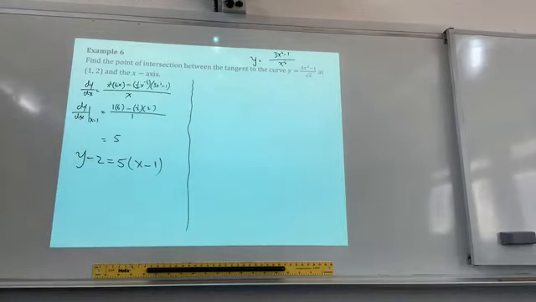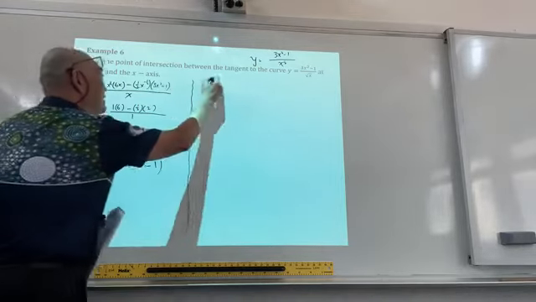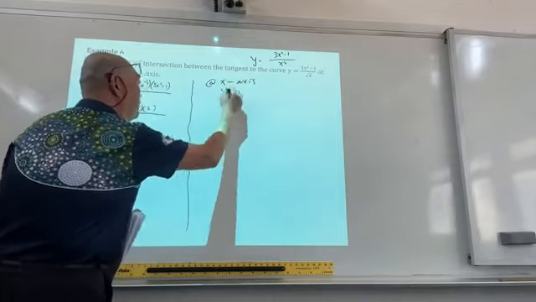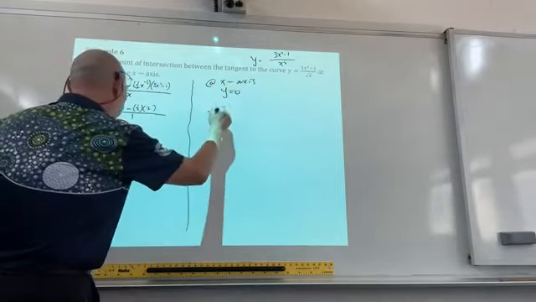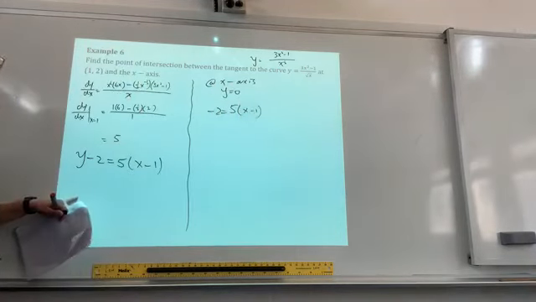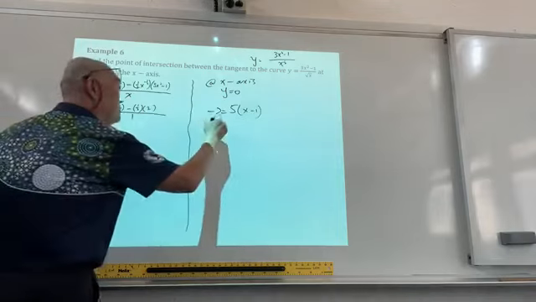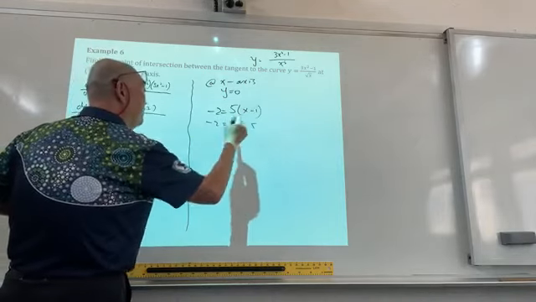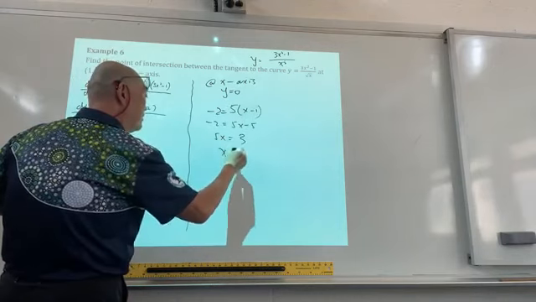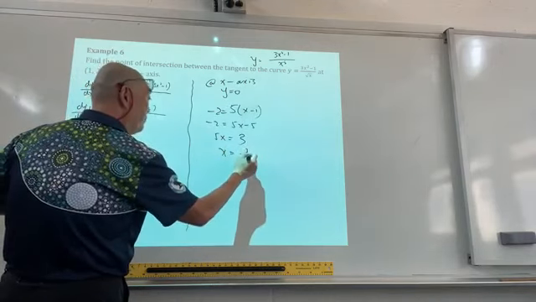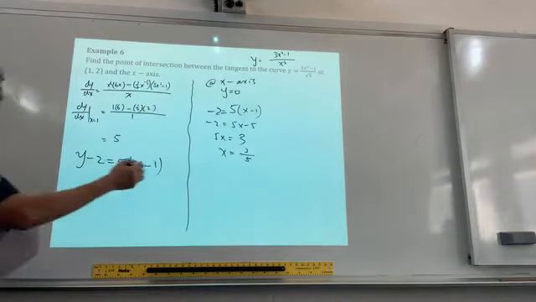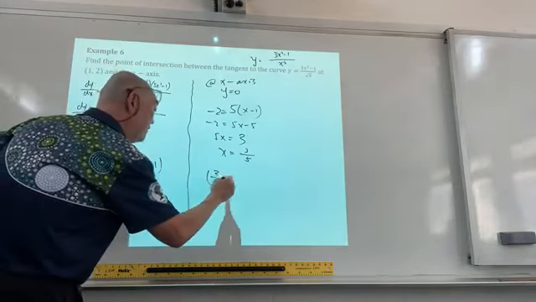Right? So now at the x-axis, y equals 0. Correct? So therefore, minus 2 equals 5(x minus 1). Agree? So minus 2 equals 5x minus 5. So 5x equals 3. x equals 3 over 5. So the point of intersection coordinate is (3/5, 0).